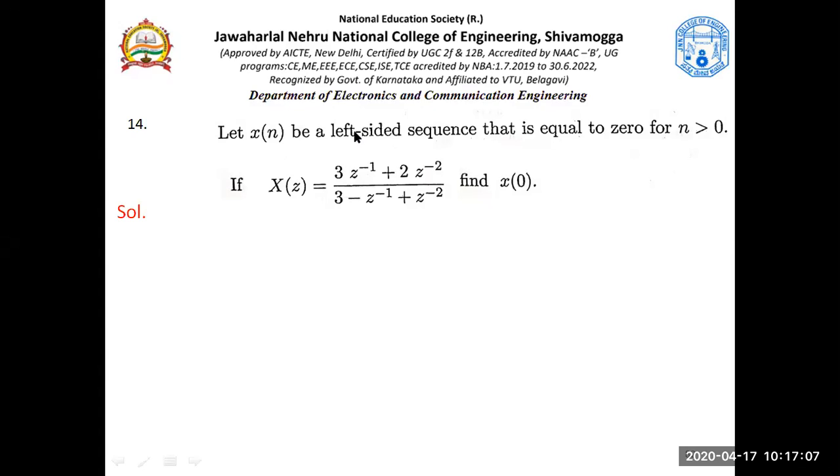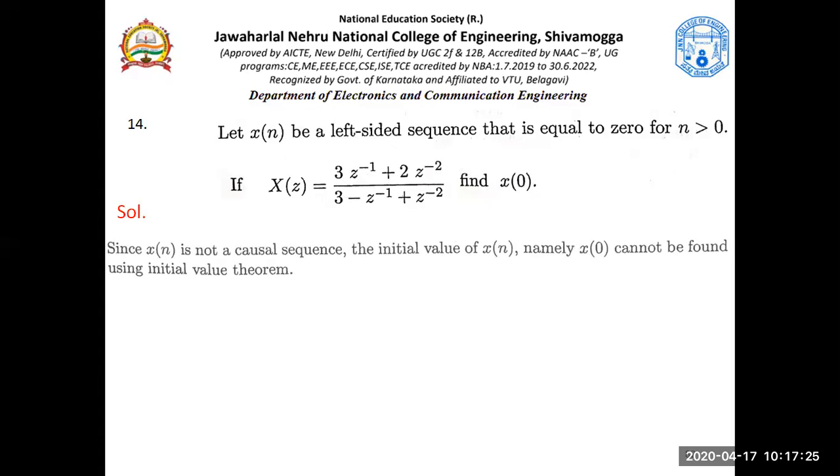Since it is left-sided, the initial value theorem is not applicable, but they have asked us to find the initial value x of 0. So how to find x of 0 without application of the initial value theorem is the question here. Just look at this. Whatever we discussed is the same thing given. Since x of n is not a causal sequence, the initial value of x of n, namely x of 0, cannot be found using the initial value theorem. So we cannot use the initial value theorem.